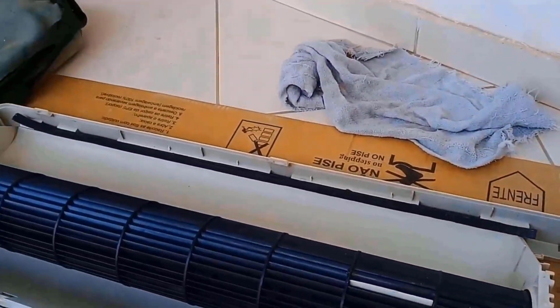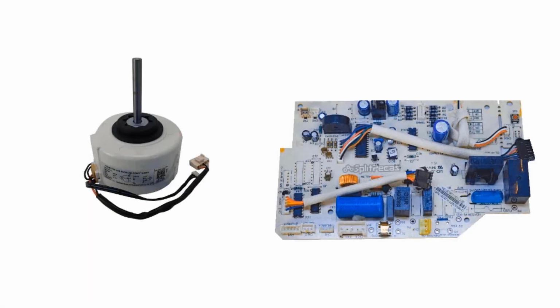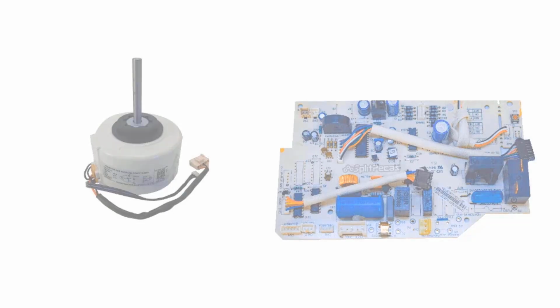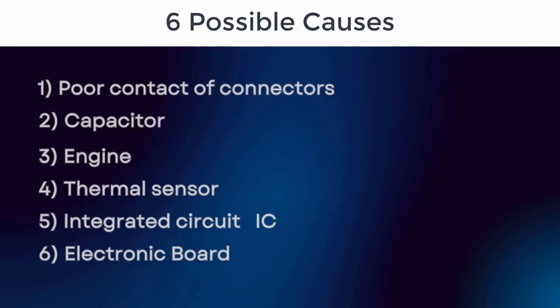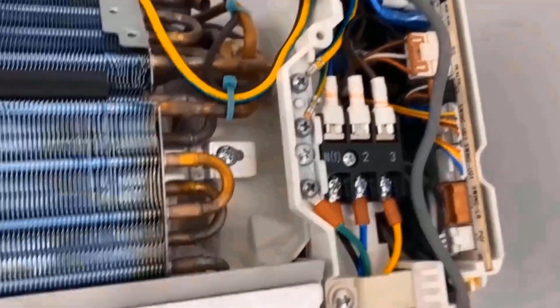When we come across an error related to the evaporator fan, we can suspect a problem in the motor or in the circuit that powers it. This is the reason why the fan is out of control, and we can identify 6 possible causes for this error. Poor contact in the motor connectors.